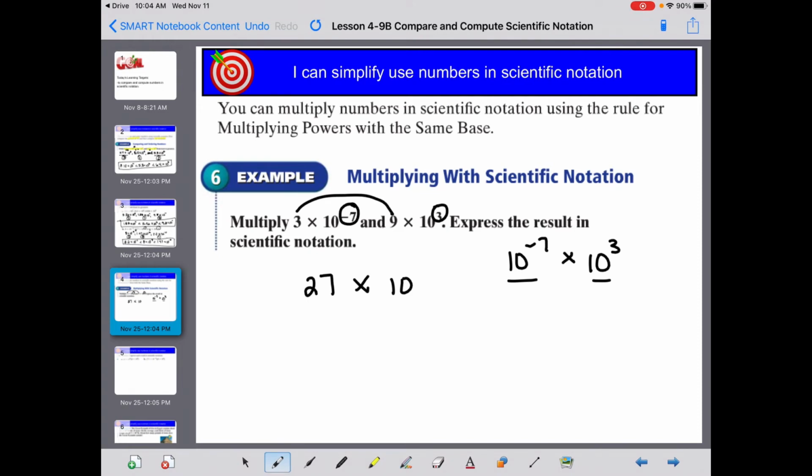See, they have the same base. When they have the same base, you simply add the exponents. Negative 7 plus 3 is negative 4. 27 times 10 to the negative 4. But then I need to make sure to write the answer in proper scientific notation. So my answer should be 2.7 times 10 to the negative 3.